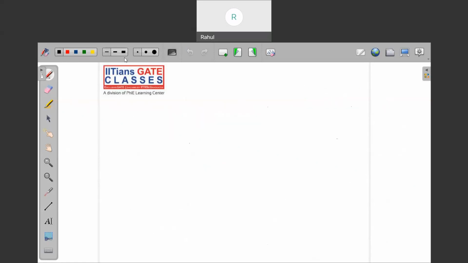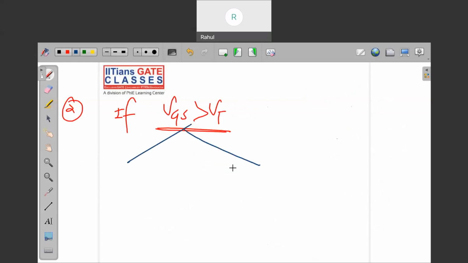Next region is the second. If VGS is greater than VT, you have two choices. If VGS is greater than VT, the MOSFET will be on. Remember, the MOSFET will be on.